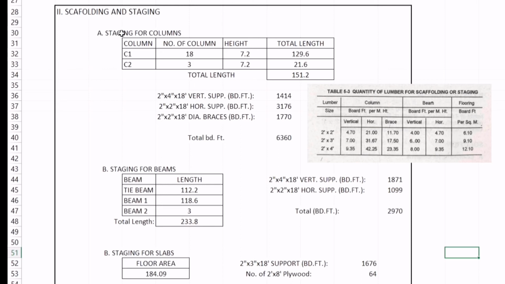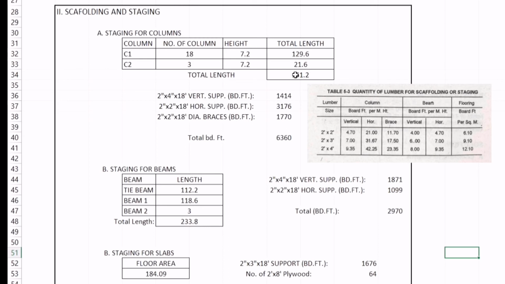Scaffolding and staging naman tayo. Sa column tayo, staging of columns. So, C1 and C2, number of column, 18 at 3 pa rin. So, 7.2 at 7.2 pa rin ang height. Then, total length niya, yun, 7.2 times 18, which is 129.6. Tapos, 3 times 7.2 is 21.6. Tapos, total length is 151.2 meters.